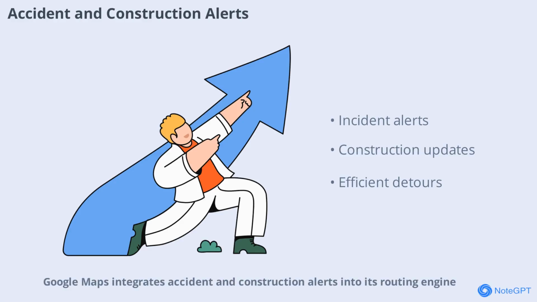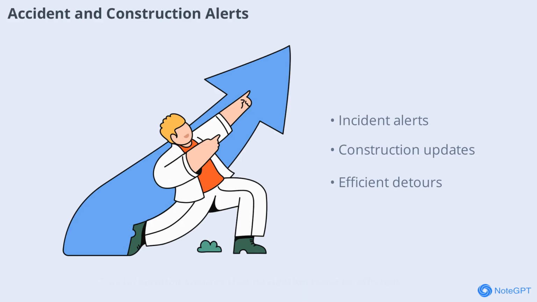Google Maps integrates accident and construction alerts into its routing engine. When an incident occurs, the app increases the weight of affected edges, steering users away from delays. This integration ensures that navigation remains efficient, even when unexpected obstacles arise, keeping users safe and informed.